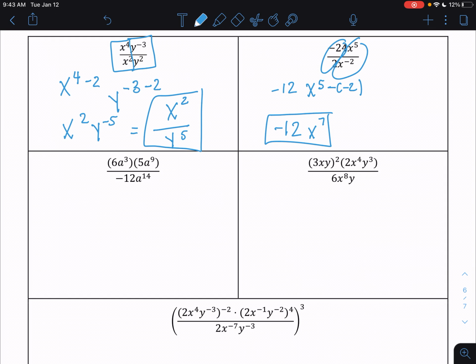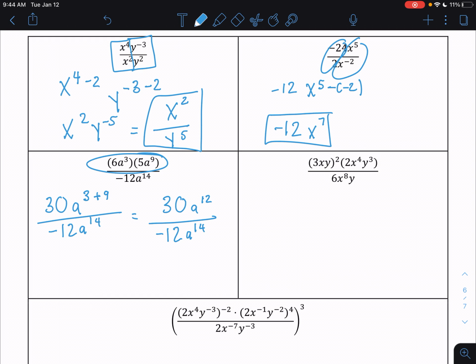All right, this one is going to combine multiple rules. So we are dividing, but we also have to use the product rule in the top. So let's just do that first. Just look at the top, and we're going to do the product rule. So multiply the regular numbers. 6 times 5, 30. And remember, with the product rule, you want to add exponents. So a to the 3 plus 9. And I'm just going to rewrite the bottom. And I'm going to simplify this to be 30a to the 12th all over negative 12a to the 14th.